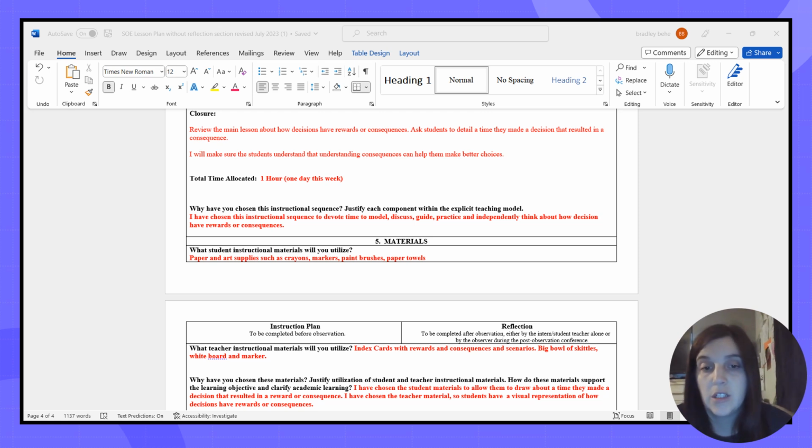I have chosen the student materials to allow them to draw about a time they made a decision that resulted in a reward or consequence. And I have chosen the teacher materials so students have a visual representation of how decisions have rewards or consequences. I can show that on the whiteboard with my marker, and then my index cards are the scenarios that the students draw for them to reflect and discuss about how they would react to that scenario.